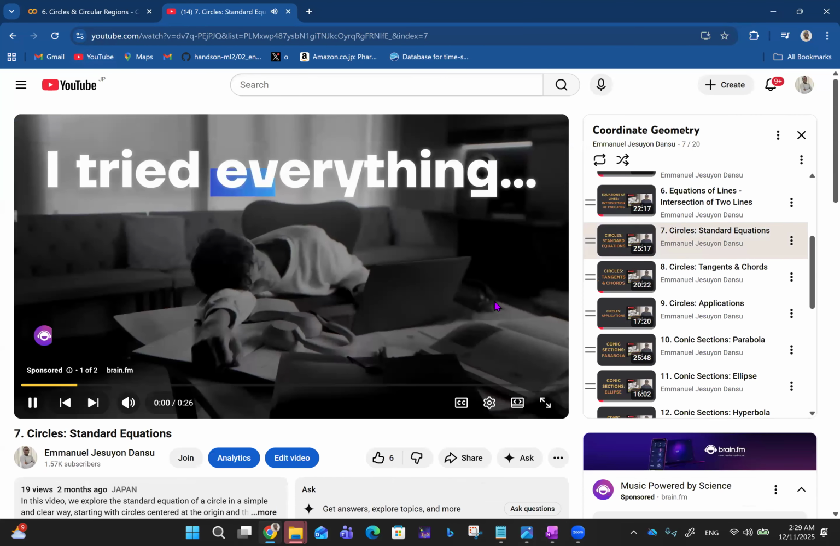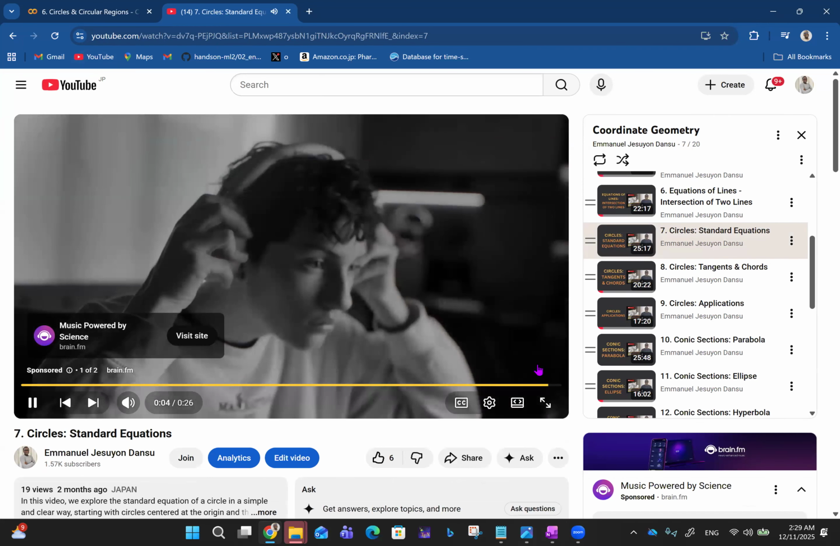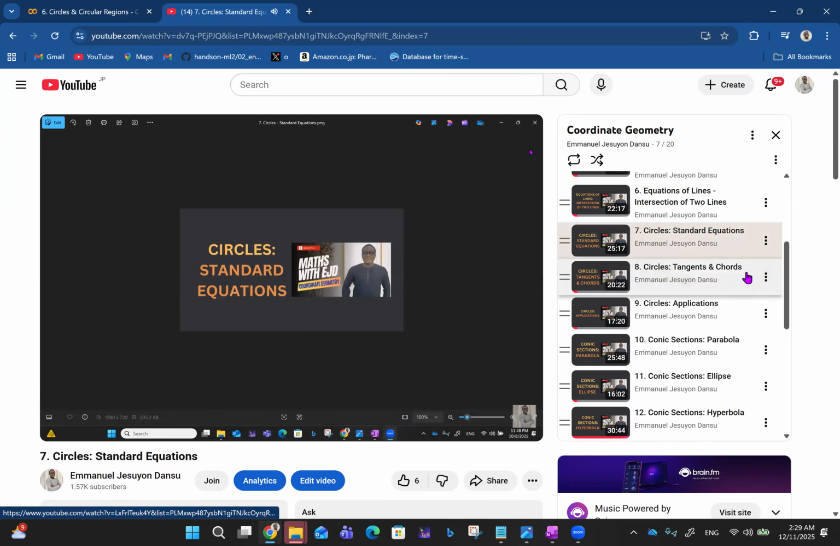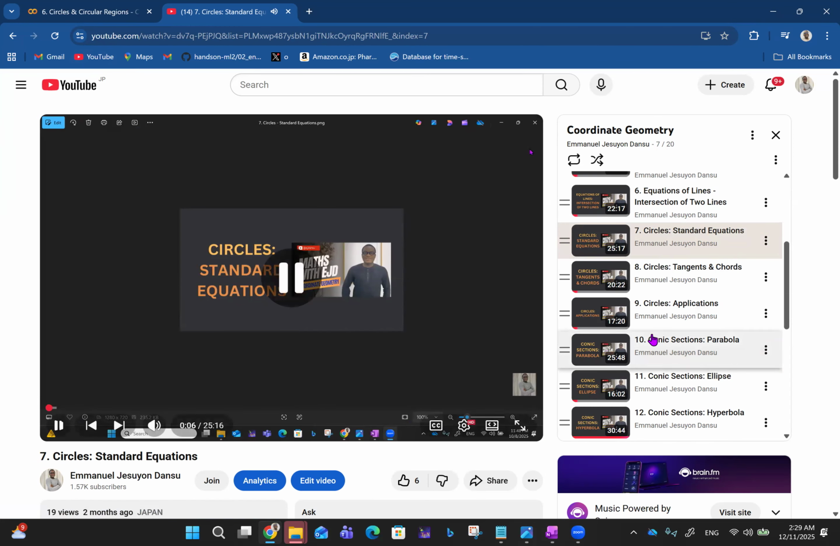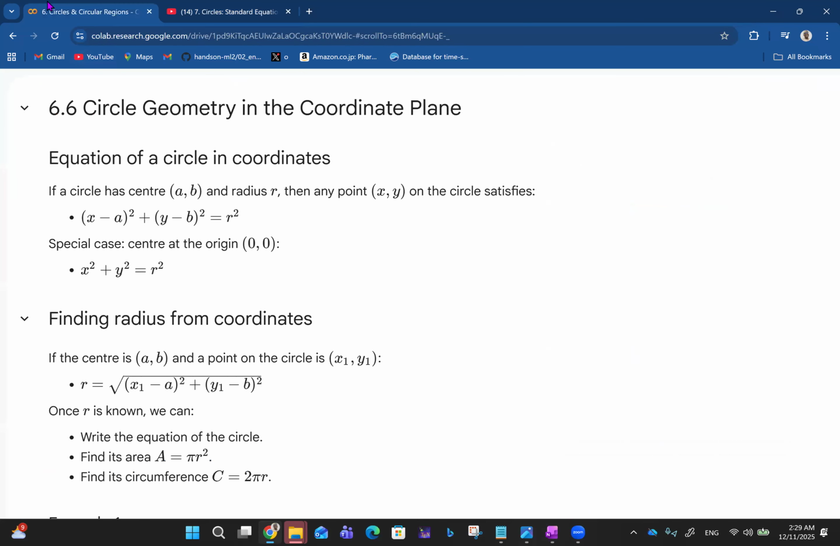So let's see. Yeah, circles. So I have, first of all, circle standard equations right here, and then we have tangents and chords. I need to skip this. Okay, good. So see the whole thing about circles now. So tangents and chords, then applications of circles and things like that. So you want to check that out if you are interested in that. But here I'm just going to breeze through it since that playlist has taken care of all the big issues, right? So circle geometry in the coordinate plane.